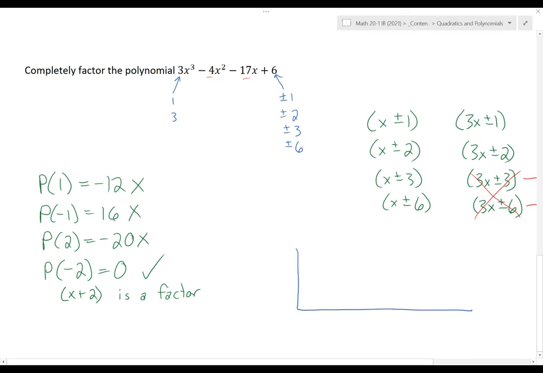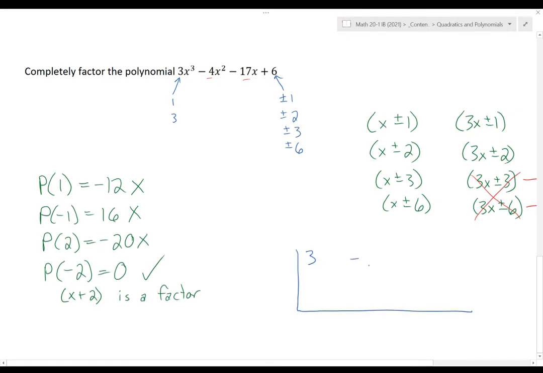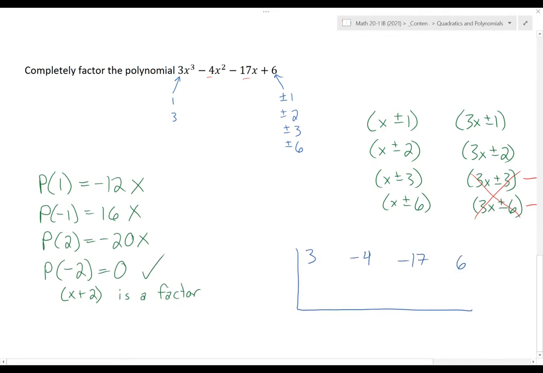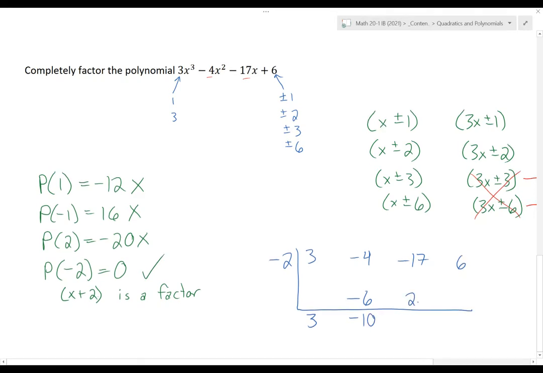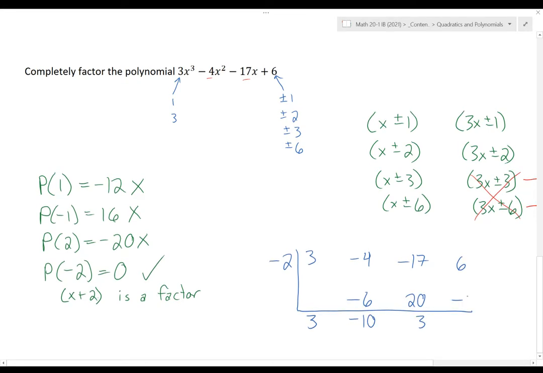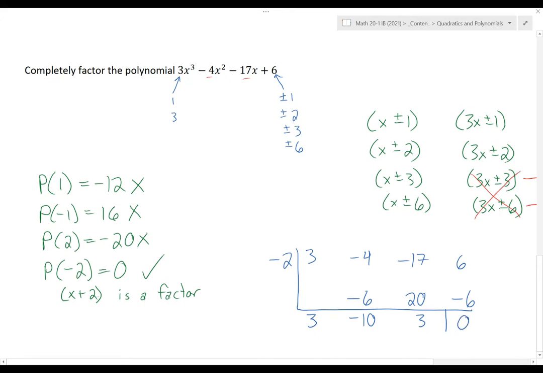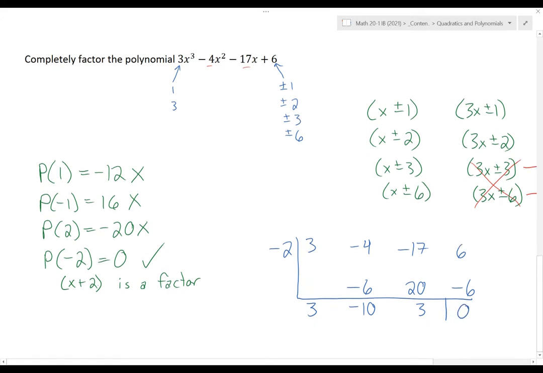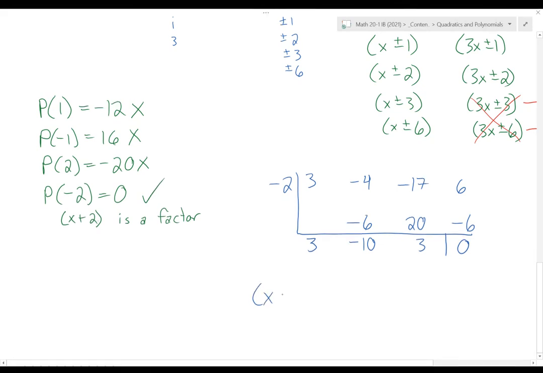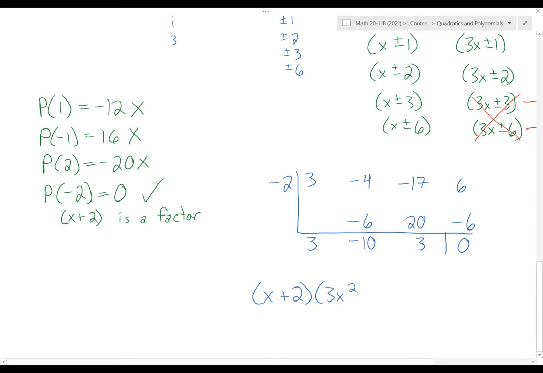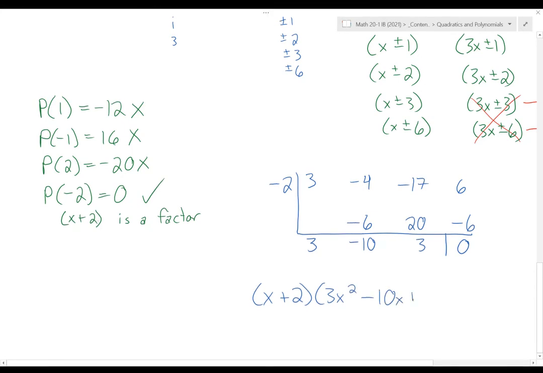So the coefficients here are 3, -4, -17, 6. I'm going to stick a -2 out front here. So 3, -6, -10, I get 20. This gives me 3, -10, 3, a remainder of 0, which I already knew I was going to have because I knew this was a factor. So this means that I have the factors x plus 2 and 3x squared minus 10x plus 3.